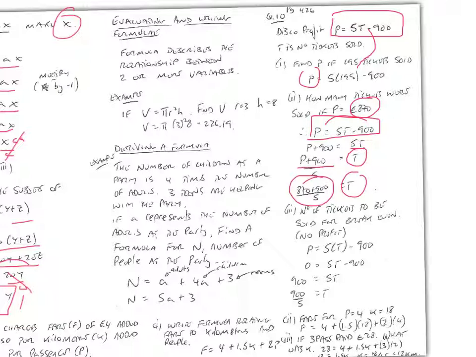The number of tickets to be sold to break even, so no profit, so P is 5T minus 900, but P is 0, so 5T is equal to 900, if I bring that over there, T is 900 over 5.